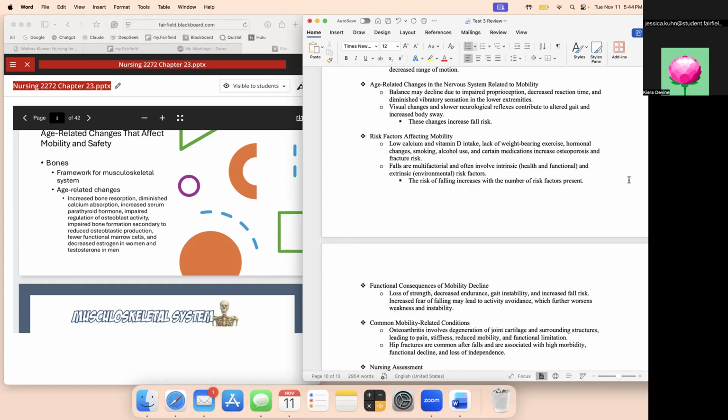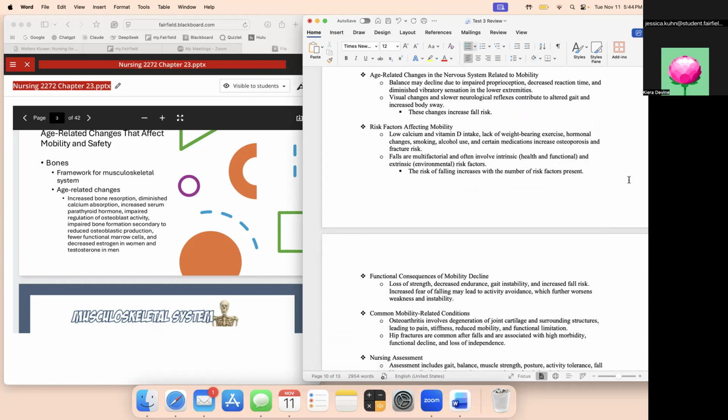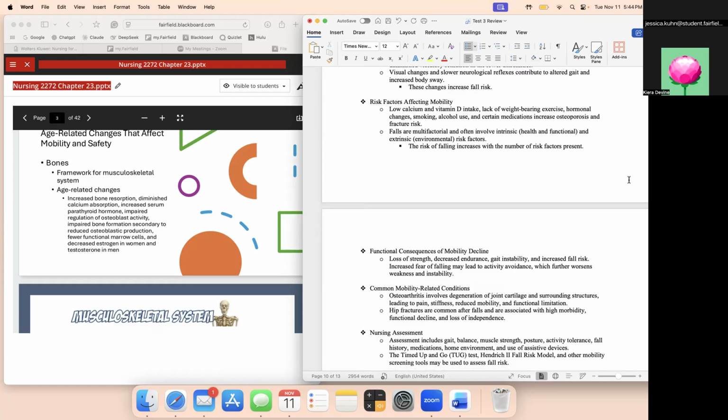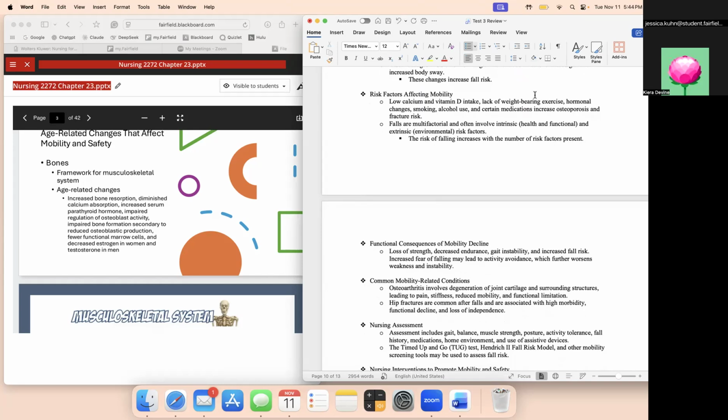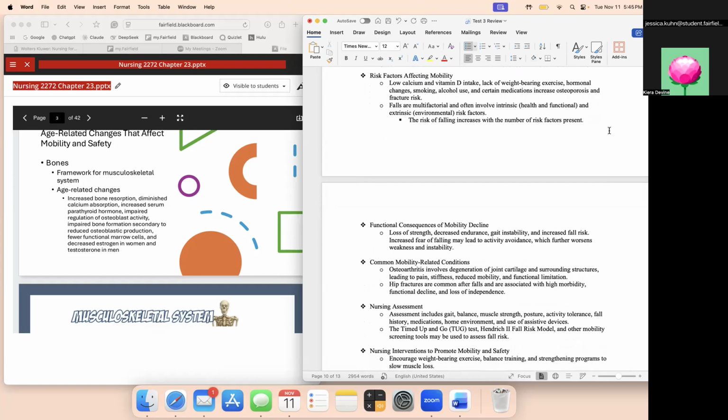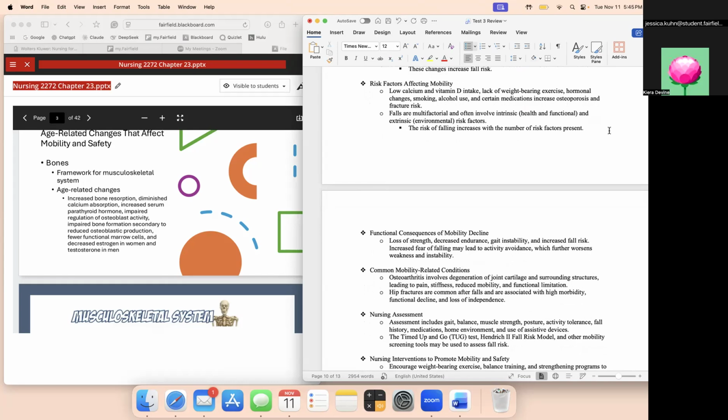Changes in the nervous system related to mobility. Balance may decline due to diminished proprioception, decreased reaction time, diminished vibration sense in the lower extremities, visual changes, and slower neurological reflexes that contribute to altered gait and increased body sway. All of these increase the risk of falling. Risk factors affecting mobility: low calcium and vitamin D, lack of weight-bearing exercise, hormonal changes, smoking, alcohol use, and certain medications can all potentiate those risk factors.